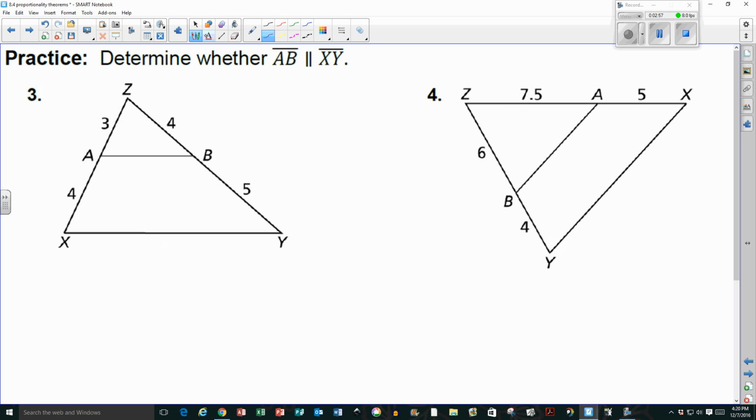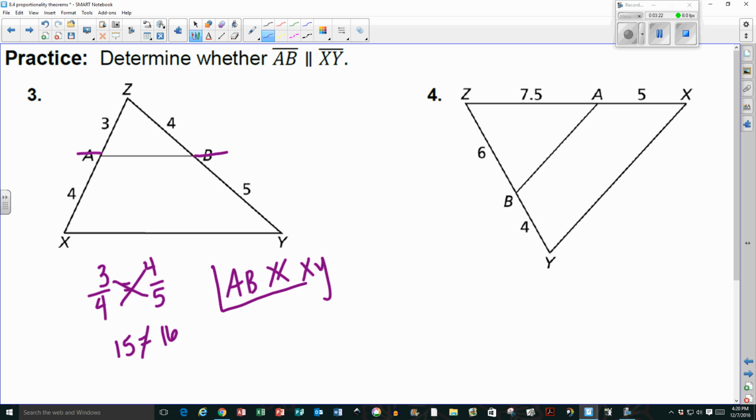Now, if I want you to determine if these two are parallel, again, you just extend those sides and set it up. 3 over 4 is equal to 4 over 5. Cross multiply, 15 equals 16. These are not equal, so AB is not parallel to XY.